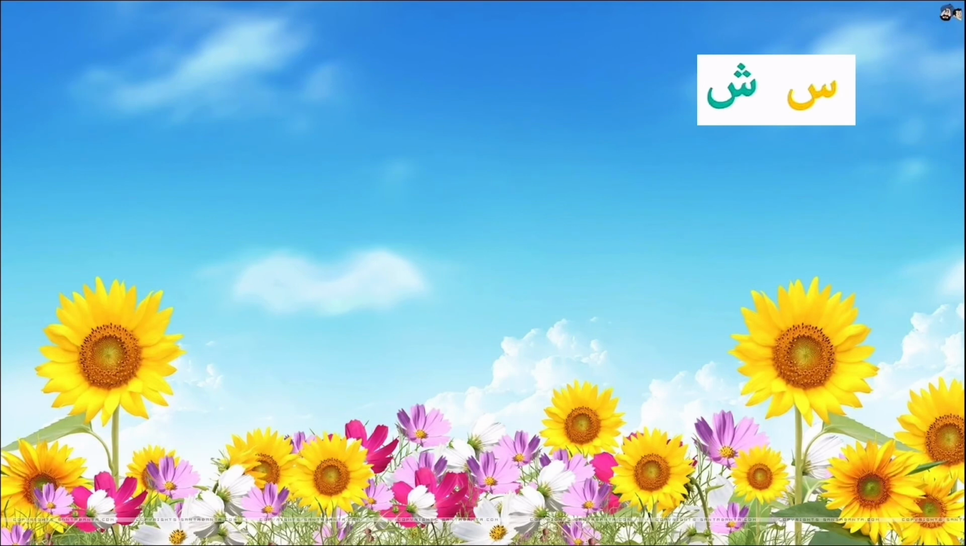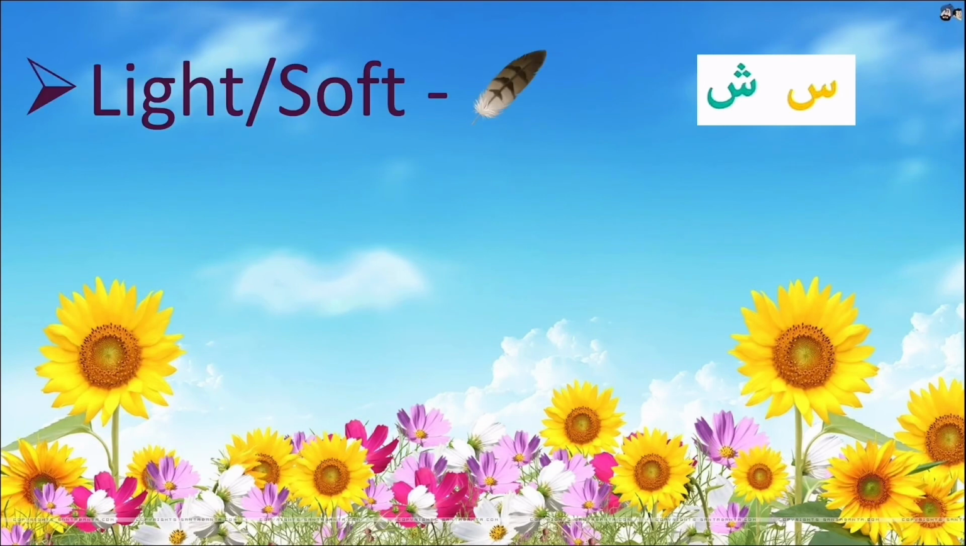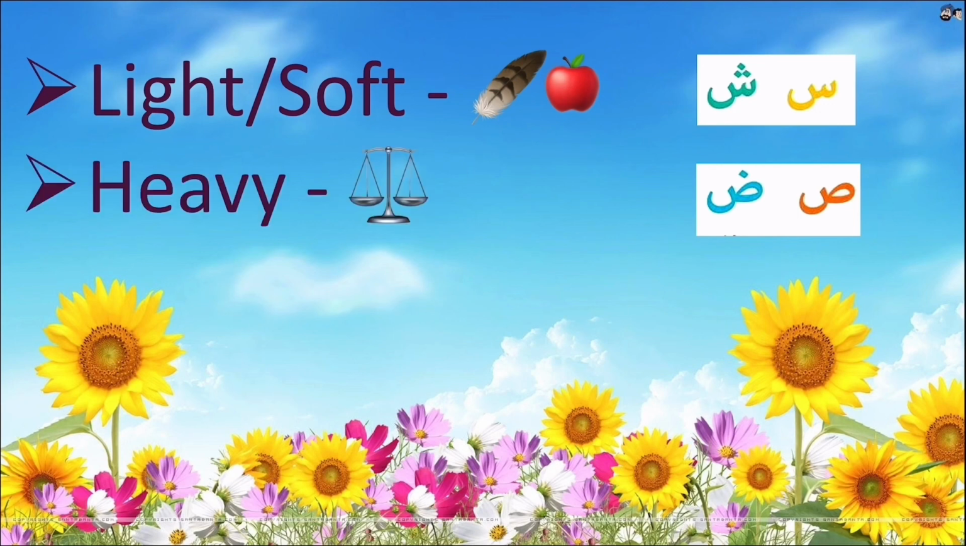Seen and sheen are light letters, soft letters. How to pronounce them? The same way we pronounce apple. Seen and sheen. But sod and dodd are heavy letters. How to pronounce heavy letters? The same way we pronounce orange. So the same way, sod and dodd.